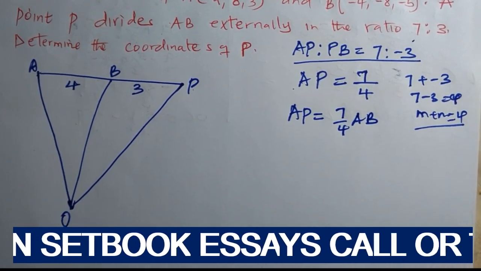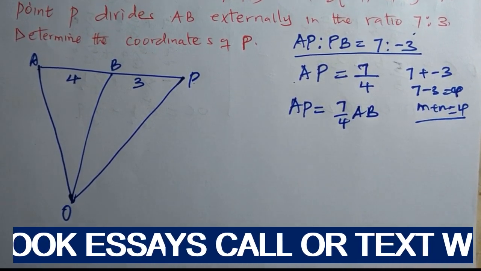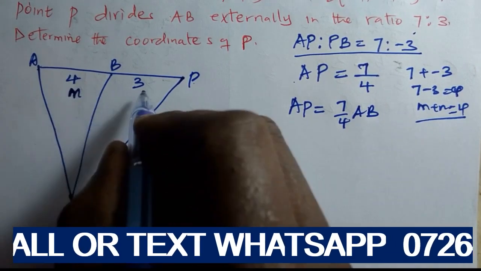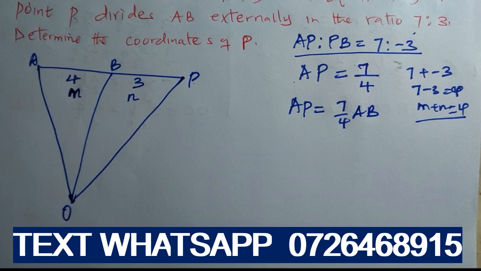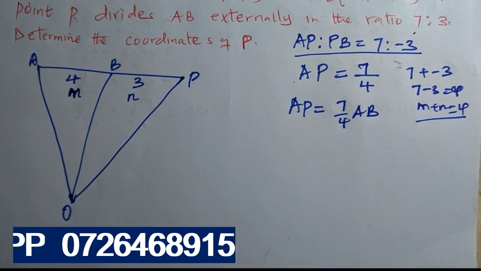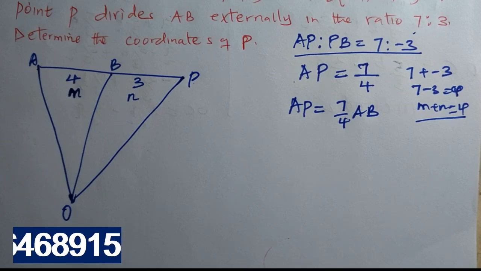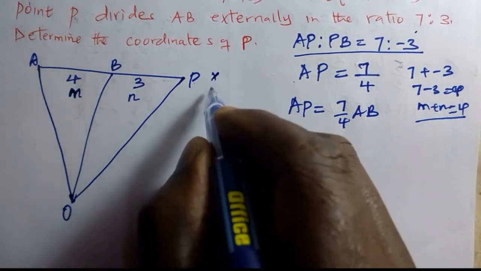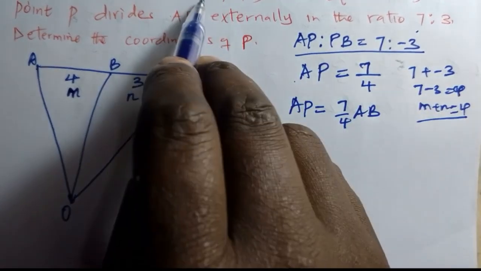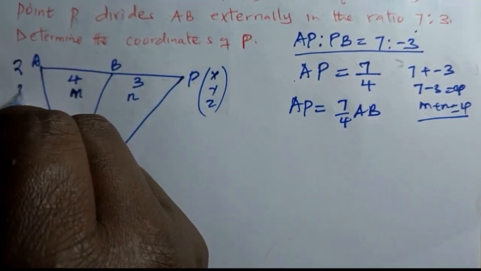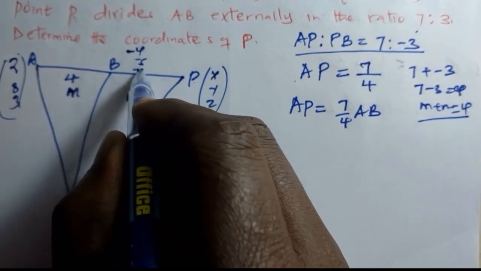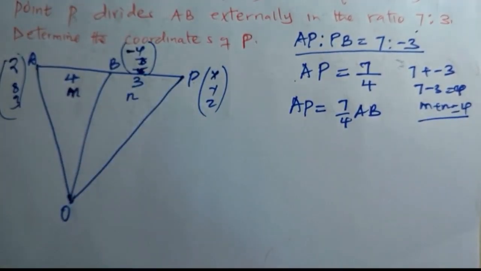So let's look at this one. We can now use the ratio theorem. If I give this one M, I give this one N, then what we want is to find the coordinates of B. We are looking for the coordinates of B, X, Y, Z. That's what we don't have. We have the coordinates for P, here they are. The coordinates of A, here they are: 2, 8, 3. And -4, -8, -5. Those are the coordinates.